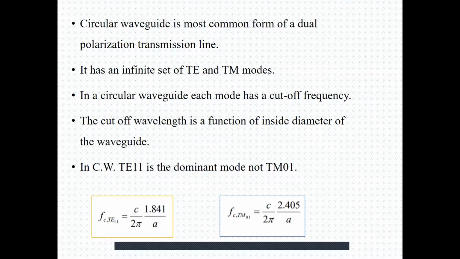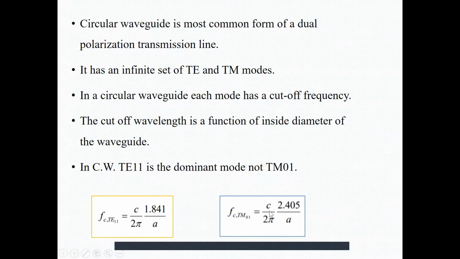In a circular waveguide, transverse electric 1-1 is the dominant mode, not transverse magnetic 0-1 mode. Why is the transverse electric 1-1 mode the dominant mode? Here you can see the formula of the cutoff frequency for the transverse electric 1-1 mode. FcTE11 is equal to c upon 2 pi times 1.841 upon a, where a is the radius of the circular waveguide. Similarly, this is the cutoff frequency for the transverse magnetic 0-1 mode. This will be c upon 2 pi times 2.405 upon a.